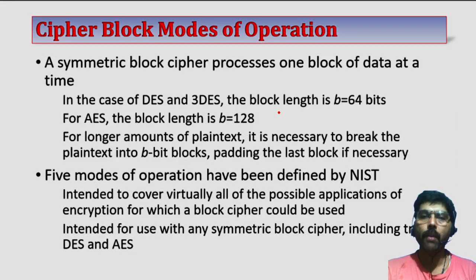To apply a block cipher in a variety of applications, 5 different modes of operation have been defined by NIST. These 5 modes are intended to cover virtually all of the possible applications of encryption for which a block cipher could be used. These modes are intended for use with any symmetric block cipher, including basic algorithms like DES as well as AES.